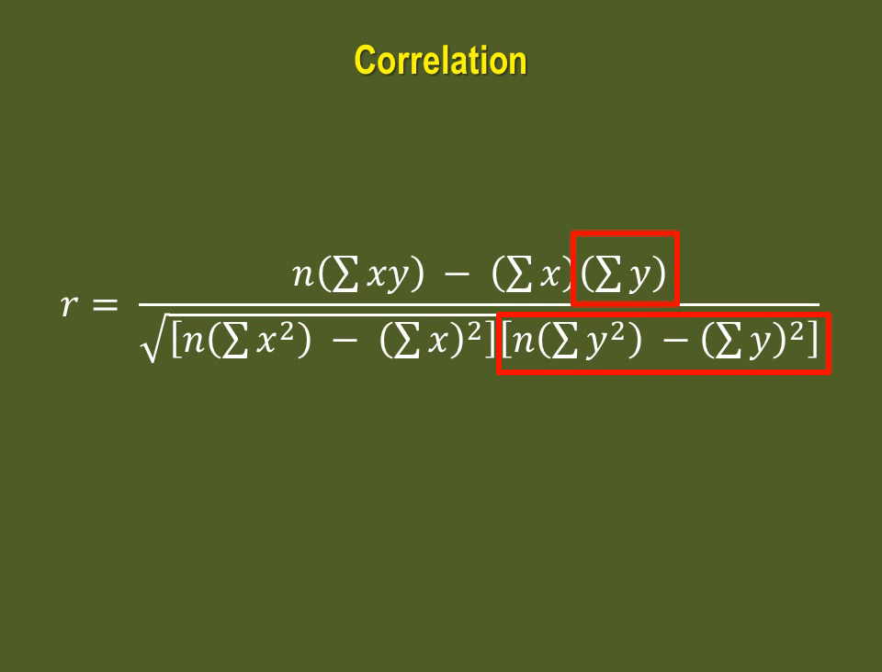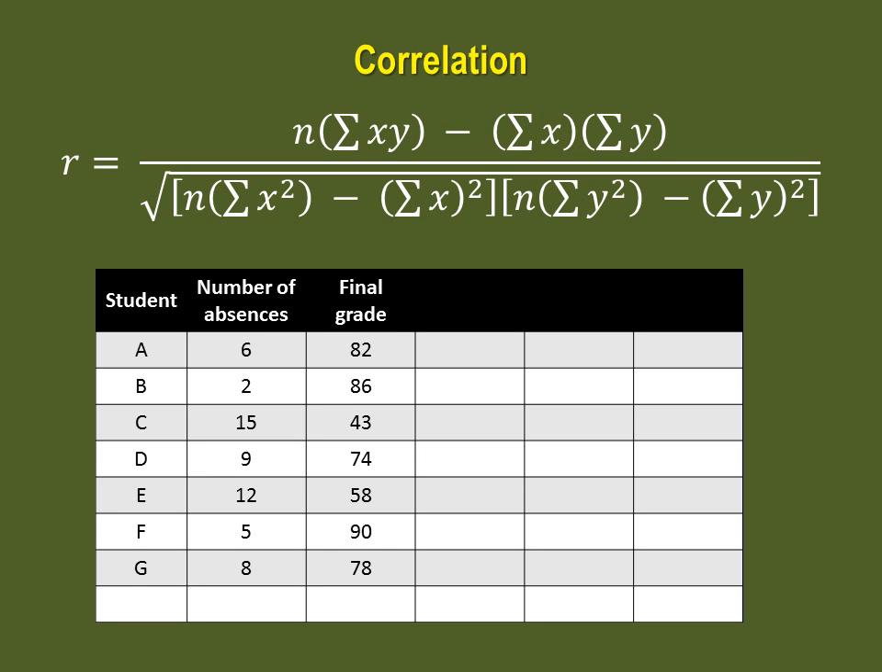Now how about we do a full example for calculations? To do the full calculations, the first thing to do is to add 3 columns to your table of results. First column is x times y, and then x squared, and then y squared. So let's start with the easiest part, the sum of x, which is 57, and then the sum of the y's, which is 511. Then we move on to the third column, so x times y would be 6 times 82, 492, 2 times 86, 172, 15 times 43, 645, and so on and so forth until you get all of your x times y's and add them up.